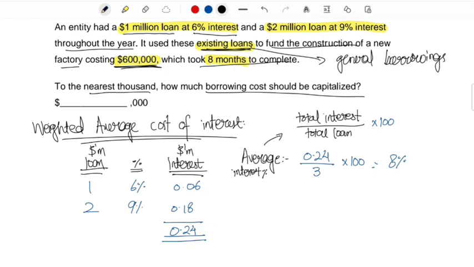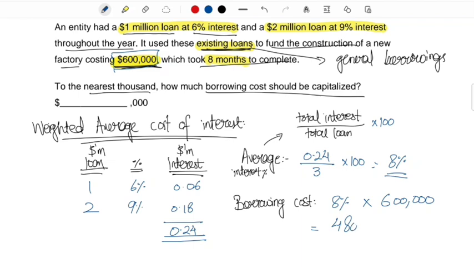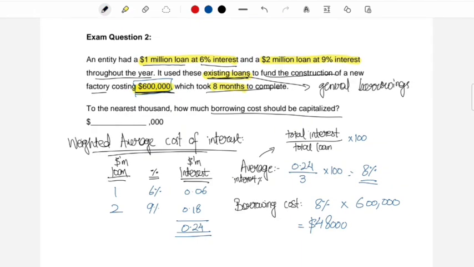Then you will calculate the borrowing cost. In order to calculate the borrowing cost on the loan which is used to fund the construction of the asset, you will take the interest rate, which is 8%, multiplied by the amount which has been borrowed from the pool of funds, which was 600,000 here. This was the amount used to fund the construction of the asset. Once you take 8% of 600,000, you should find that the borrowing cost is going to be 48,000.